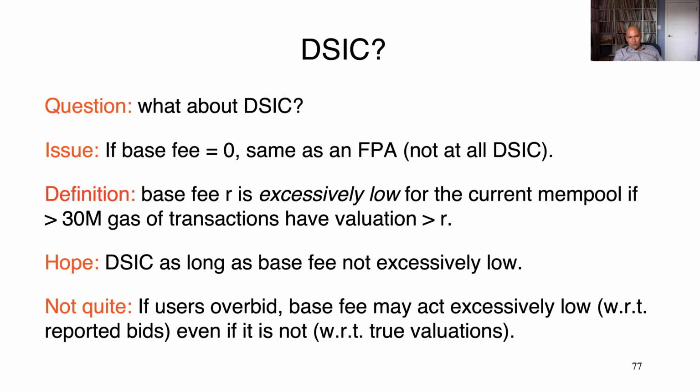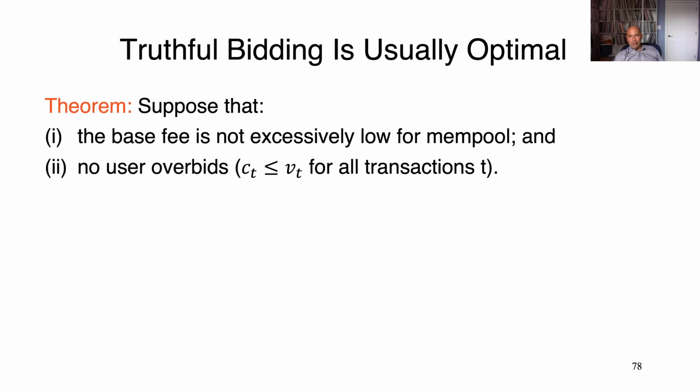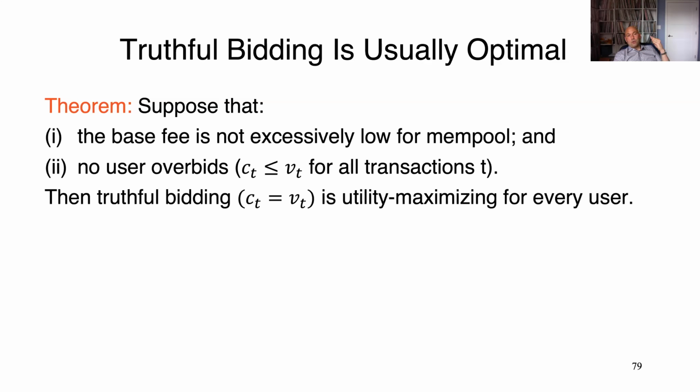But technically, if people do overbid, then the base fee can act excessively low, just because you have a false impression of what the demand is from people's overbids on chain. So that's another technical point, you also have to make this minimal behavioral assumption. But the good news is those are the only 2 obstructions to achieving truthfulness. All you have to do is assume that the base fee is not excessively low, which is hopefully true 99% of the time, and that nobody is so stupid as to say they're willing to pay more than they're really willing to pay. Under those 2 assumptions, 1559 is just as good as a second price auction.